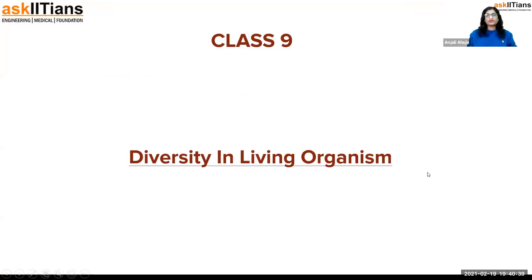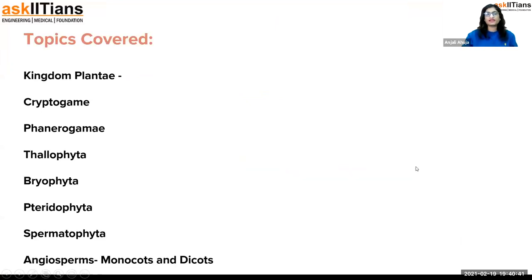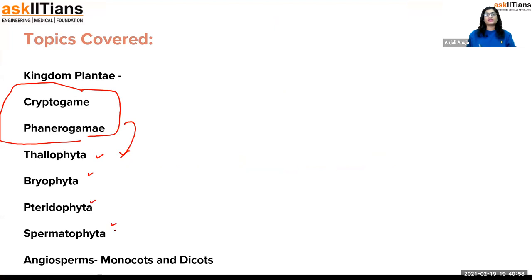Okay, guys, so diversity in living organisms. Here, as I have told you, we will be learning about the plant kingdom, but first we have to understand its classification. Basically, there are two broader categories of the plant kingdom in which all these categories are there. So into that, we will be learning about Thallophyta, Bryophyta, Pteridophyta, Spermatophyta, and Angiosperms.